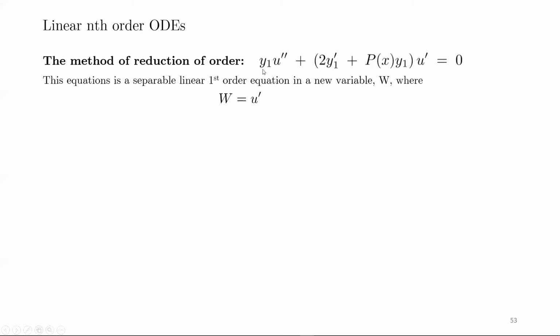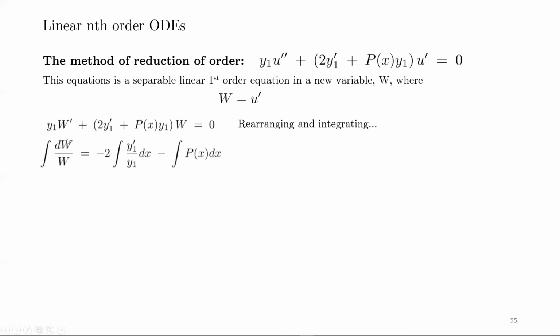So what I'm going to get up here is y1 times the derivative of w, so w prime, plus 2 times y1 prime plus p of x, y1, times w equals 0. Okay, like so. So now this is a separable first order equation in this new variable w. Okay, so w prime is dw by dx. So let's rearrange that equation. We get dw by w equals minus 2 times y1 prime over y1 dx minus p of x dx.